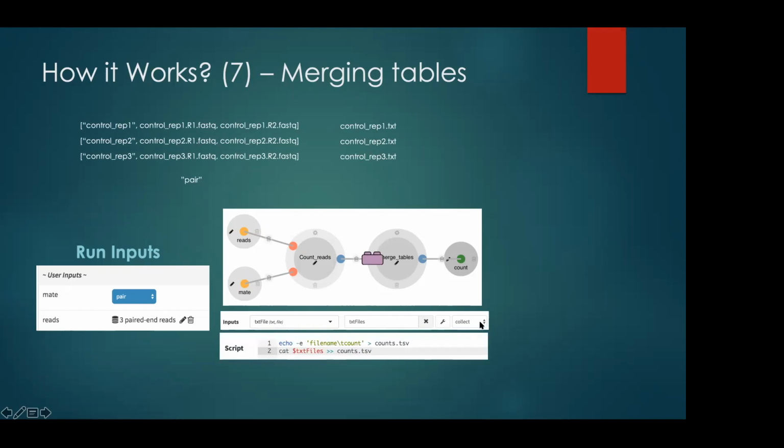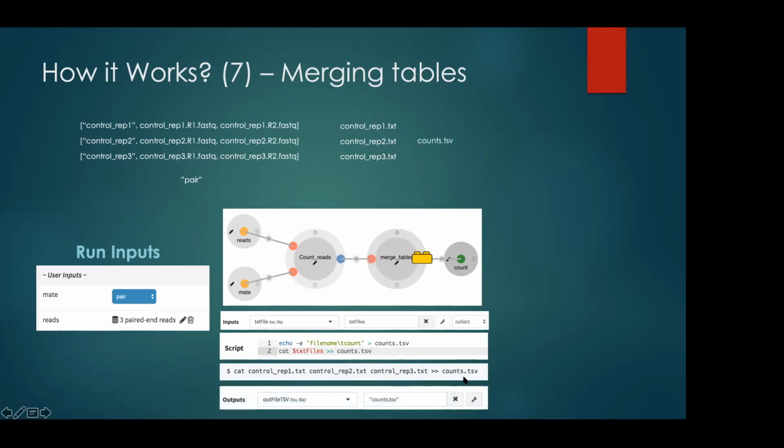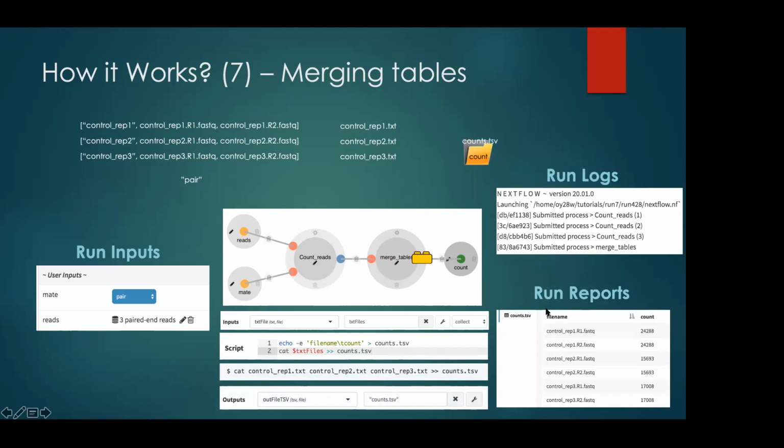So when I use this collect operator, this txt variable is gonna have all the count files inside. So the script starts with some echo command, which will insert some headers for our count.tsv file. And then I'm gonna concatenate these txt files inside this count.tsv file. And this is gonna be executed behind the scene, and count.tsv is gonna be created. And this is how it looks like in our report section. So we have a nice table structure in our reports.